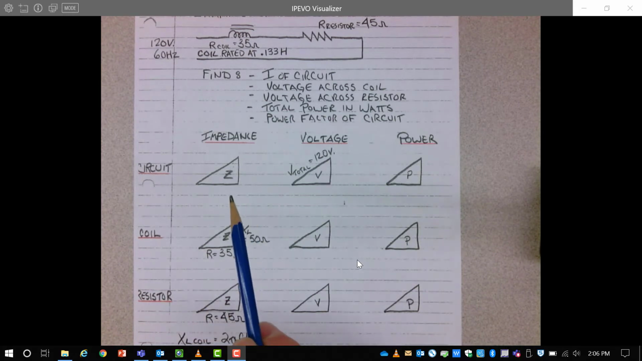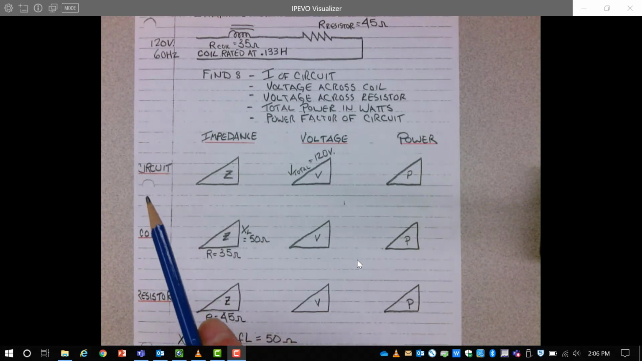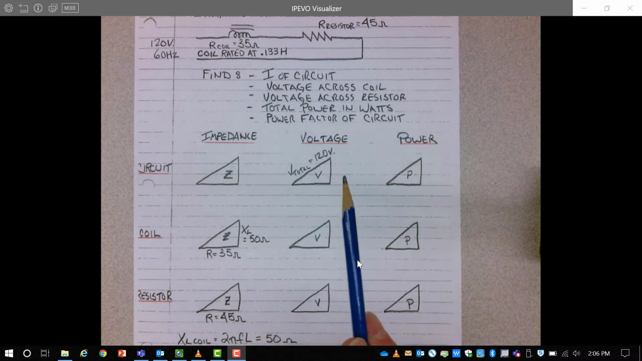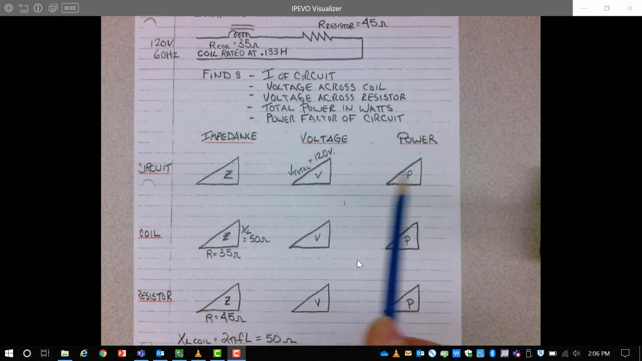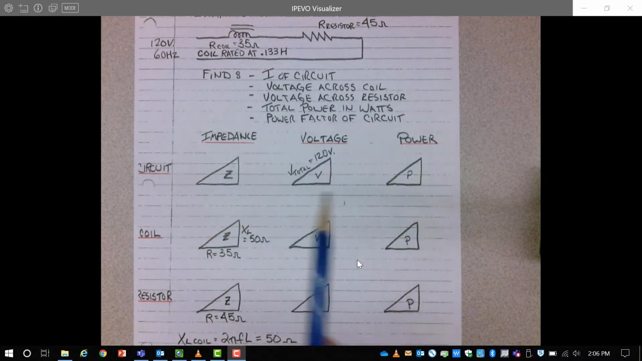You'll have a set of triangles for the overall circuit, impedance, voltage, power, a set of triangles for the coil, a set of triangles for the resistor. This may be slightly different than how you've seen these triangles before. Sometimes the impedance, voltage, power is put down the side and the resistor, coil, circuit is put across the top. But either way, they're done very similar.